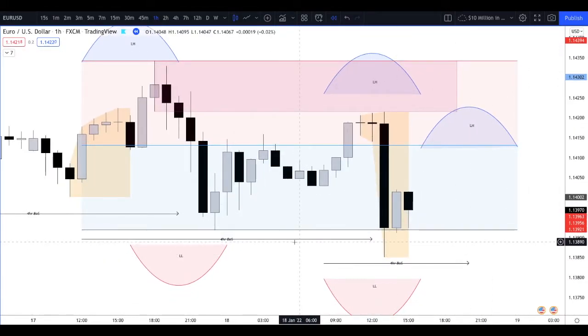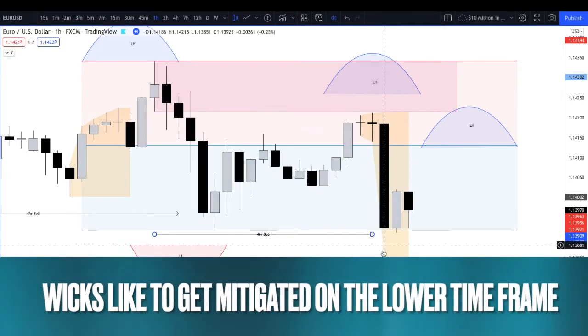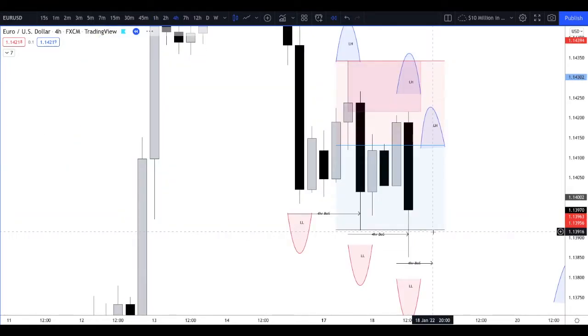And so, same thing again. What have we had? We've had a 4 hour BOS. Okay, so same thing again. A lot of people don't use wicks. They wait for the body close. However, I do, because I know price action likes to mitigate them on the lower time frame. So we've had a 4 hour BOS. This is a 1 hour BOS as well. Let's just duck out to the 4 hour.